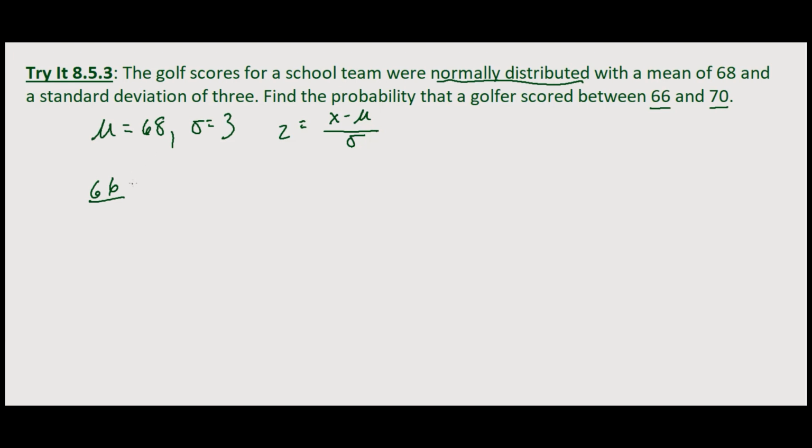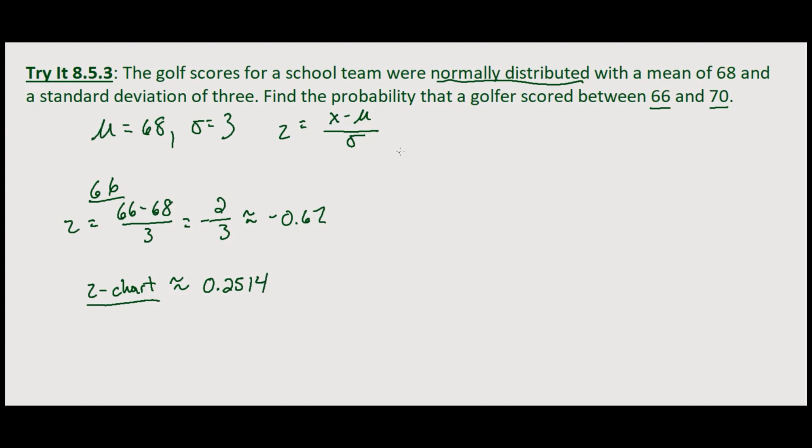So for 66, our z-score equals 66, the value, minus the mean, 68, divided by the standard deviation of 3. That equals negative 2 divided by 3, or approximately negative 0.67. And we're using a decimal approximation here because our z-score charts are given as decimals. So we go to our z-score chart, we find the z-score of negative 0.67, and the probability corresponding to that is approximately 0.2514.